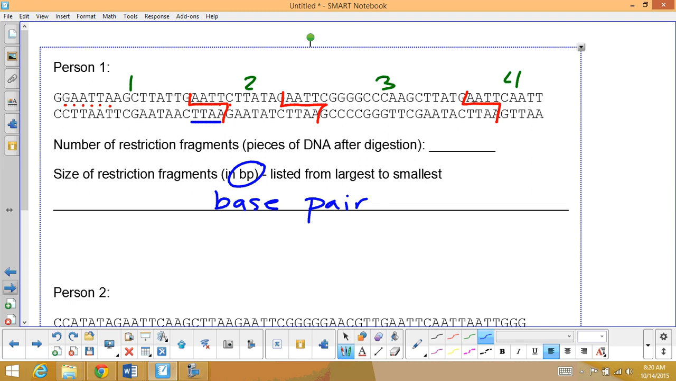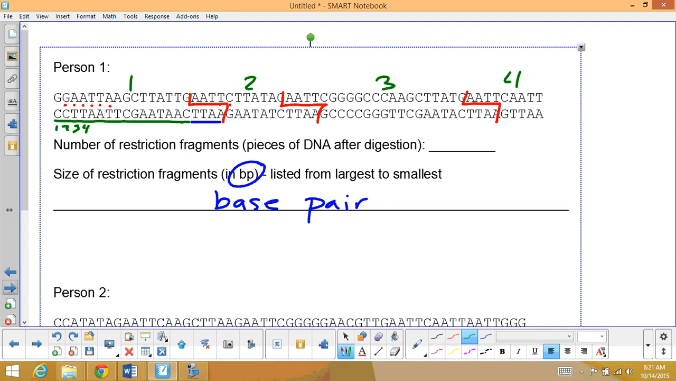So we got 1, 2, 3, 4, 5, 6, 7, 8, 9, 10, 11, 12, 13, 14, 15, 16. Did I count that right, everybody? Is that 16? So we literally just counted base pairs. If you want to think of it as columns, that's how many full columns we have on this base pair.